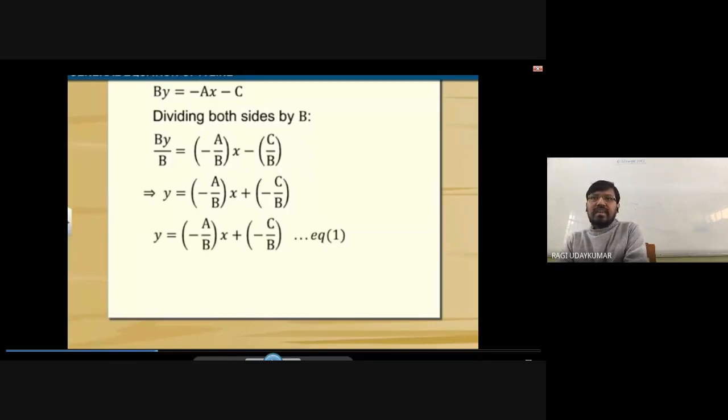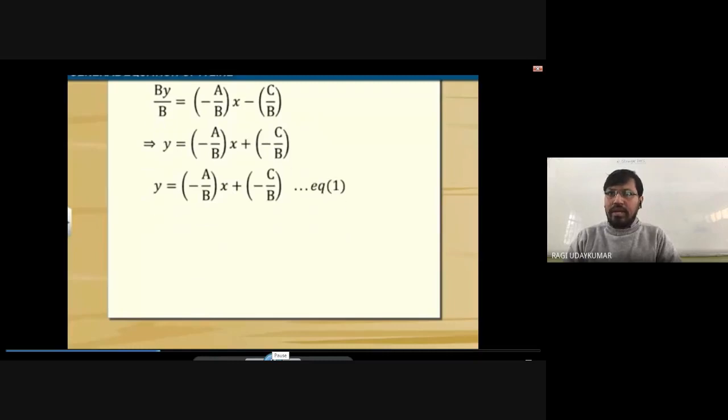The y-intercept is nothing but where the line touches the y-axis. Suppose I give you this question and ask at what point this line intersects the y-axis. What do you have to write? On the y-axis the x coordinate is 0, so the point is 0 comma minus c by b, because the y-intercept is equal to minus c by b. Okay?